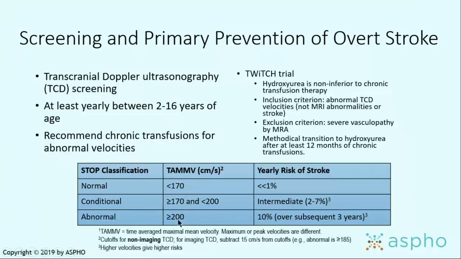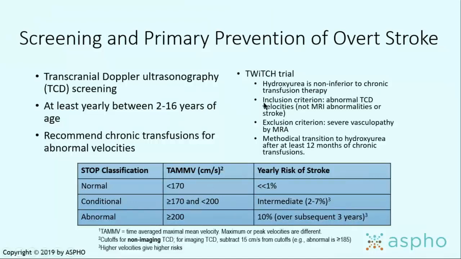Abnormal repeated right away. We can look at whether or not counseling those patients then about starting chronic transfusions to prevent their stroke. They have a risk of a stroke of about 10% over the subsequent 3 years after their abnormal TCD. Patients are put on chronic transfusions for some period of time.